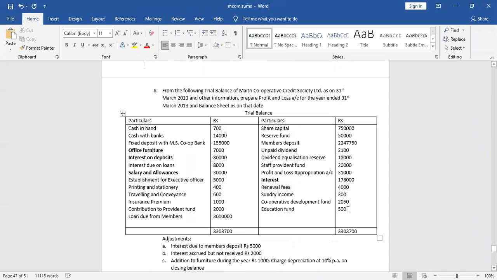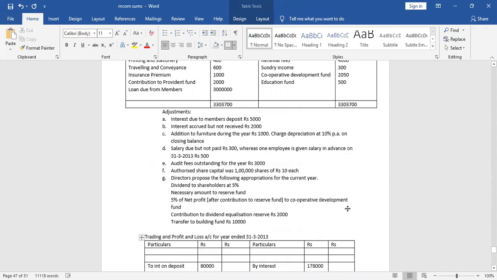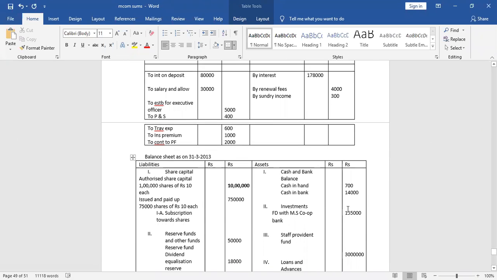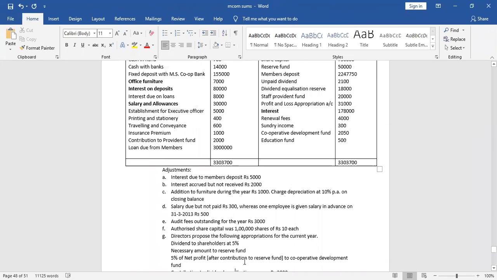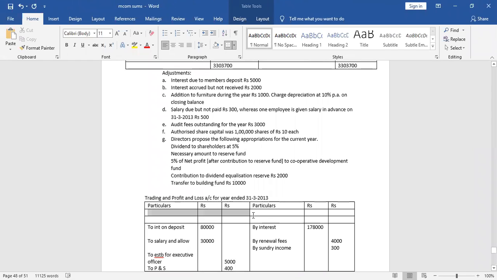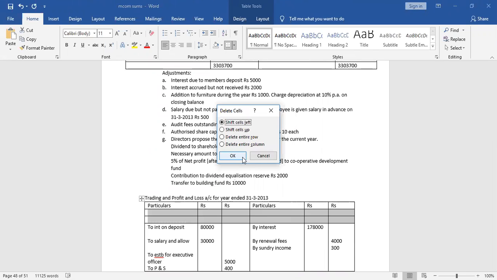And what else we have? Cooperative Development Fund 2050 and Education Fund 500. Cooperative Development Fund here in the reserve. Cooperative Development Fund is 2050. And we have Education Fund 500. All the posting is done. Now what I have done, I have left these 2 lines for trading, but there is no information about trading. It's only P&L account. So I will delete both the cells.